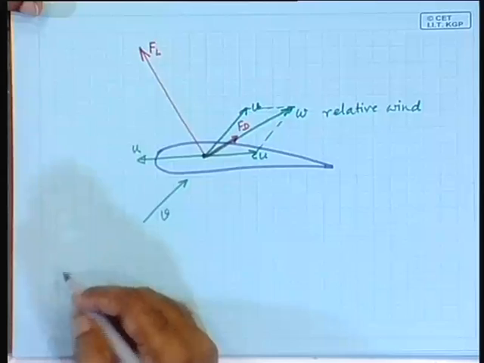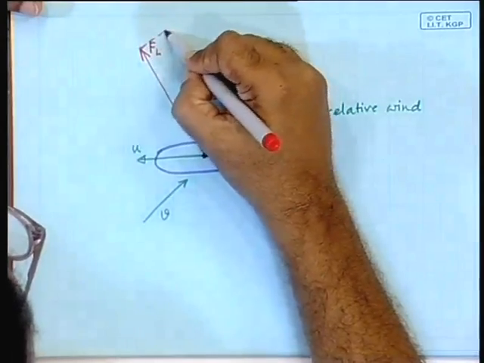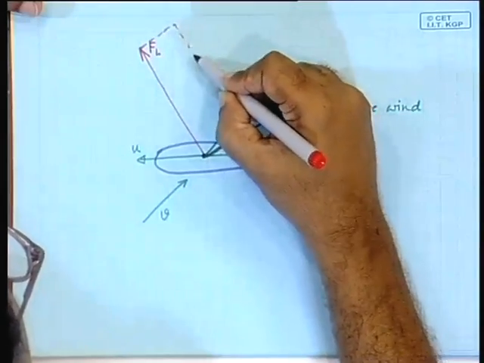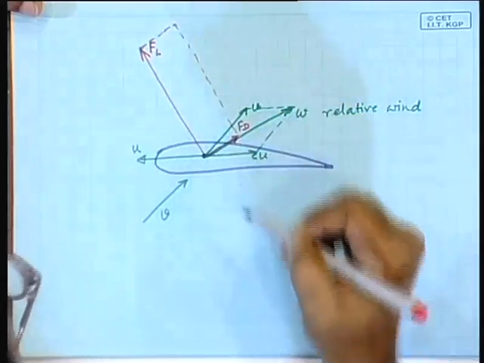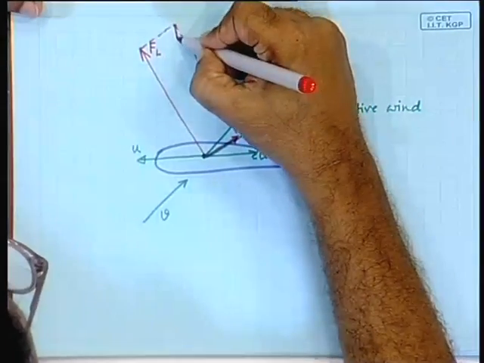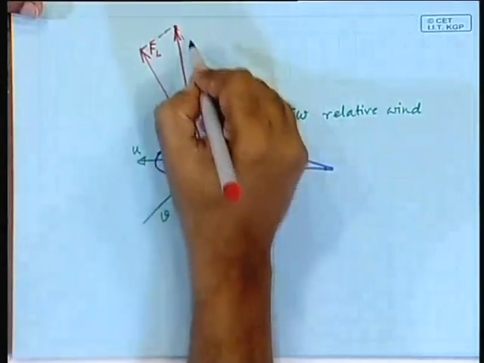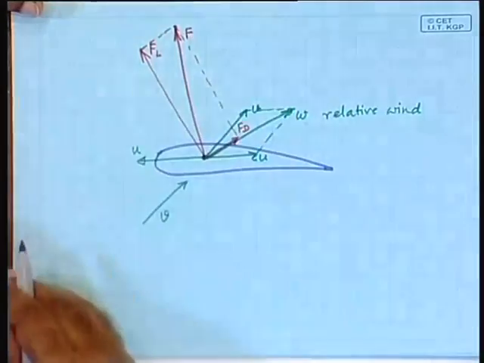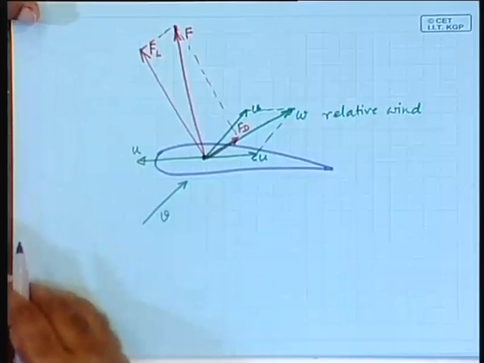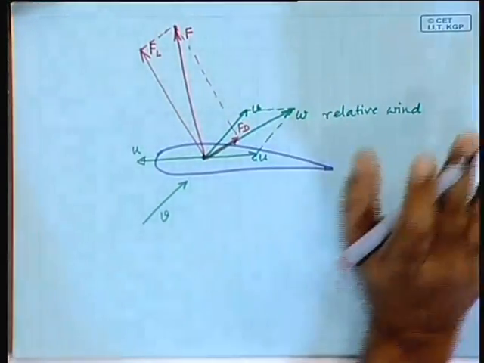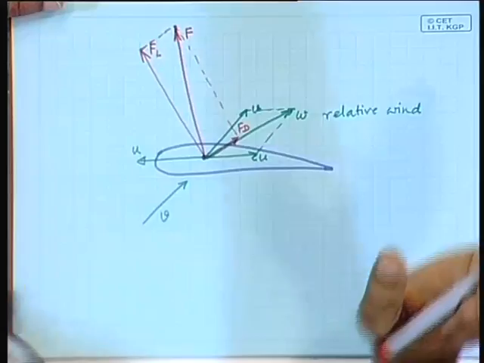As a result, what will be the total force? Summation of these two? The summation of these two would be this, the total force F. Okay. So, this is what happens in an aeroplane wing, helicopter wing, and also a wind turbine.